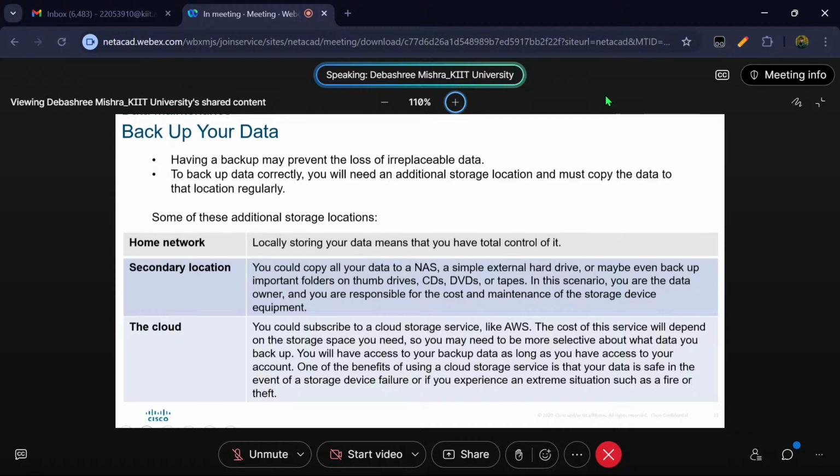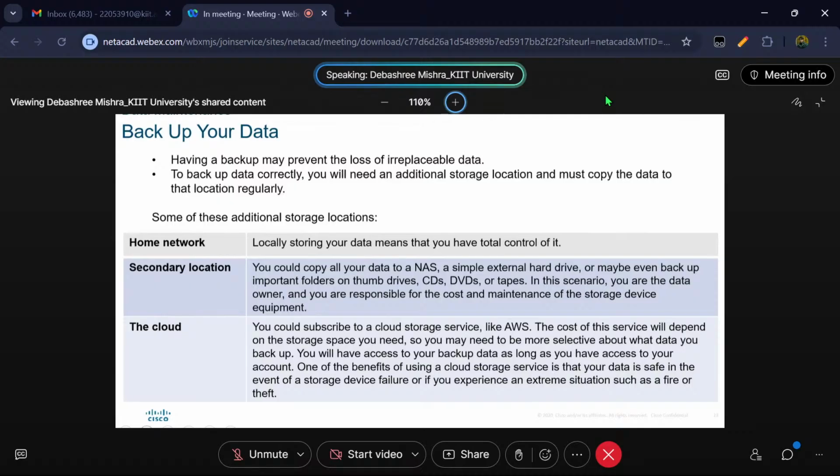In the case of your secondary location or secondary backup data, you will be basically exporting your particular data to CD, DVD format, or pen drives or something like that.